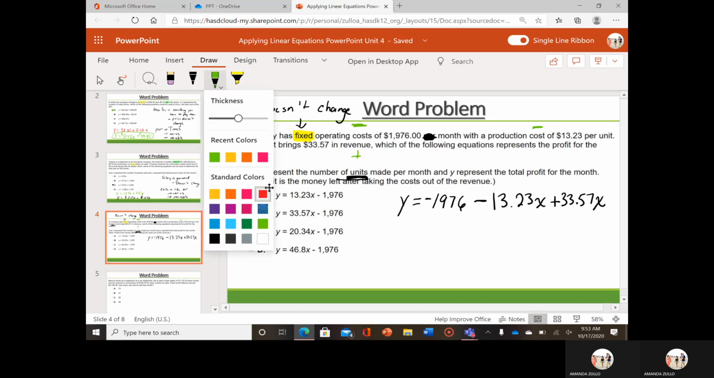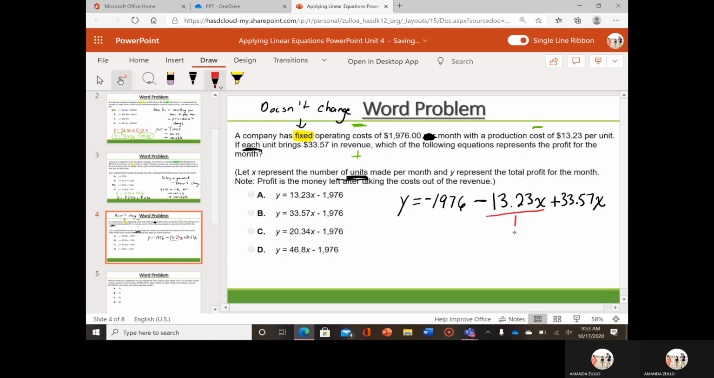Something that you should note, in our problem here, both of these numbers have variables, and it's the same variable. Therefore, they're like terms. So I have to combine them. So you have y equals negative 1,976. And then you have negative 1323 plus 3357. And that gives me a positive $20.34. So for every unit that they sell, they're really just making $20.34 from it, which is pretty good.